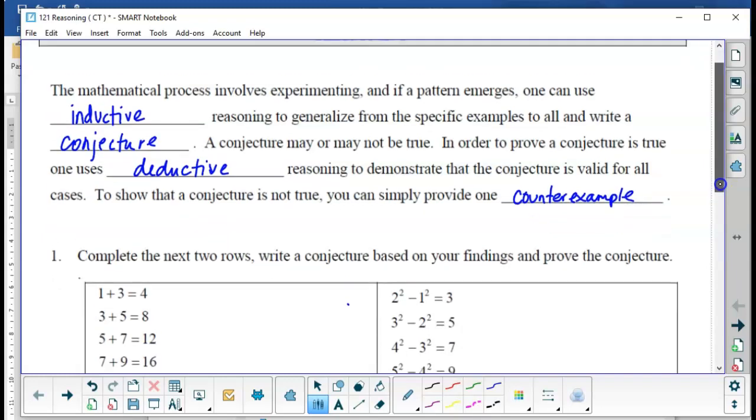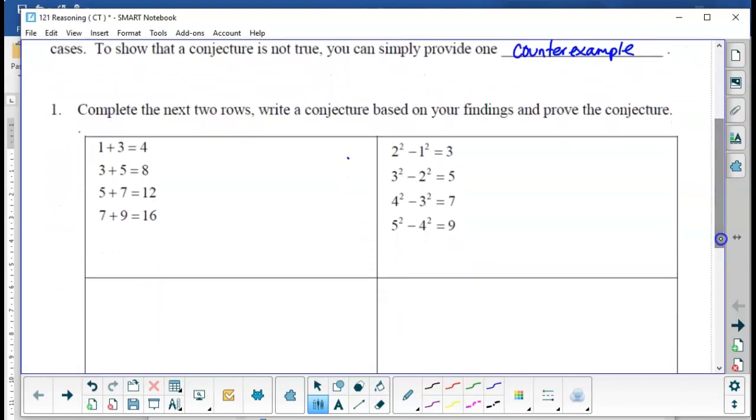So complete the next two rows, write a conjecture, and prove it. Okay, so let's look for some patterns here. So 1 plus 3 is 4, 3 plus 5. So what are these numbers? These are all odd numbers. They're consecutive. What do they add to? 4, 8. These are all multiples of 4. So if I follow this pattern, this would be 9 plus 11. So that's 20. And this would be 11 plus 13 is 24.